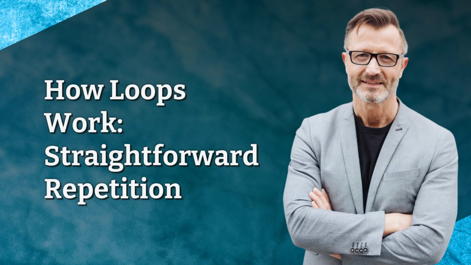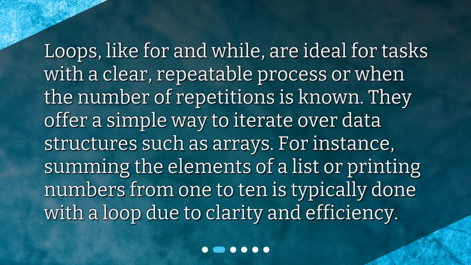How loops work: straightforward repetition. Loops, like for and while, are ideal for tasks with a clear, repeatable process, or when the number of repetitions is known. They offer a simple way to iterate over data structures, such as arrays. For instance, summing the elements of a list or printing numbers from 1 to 10 is typically done with a loop due to clarity and efficiency.